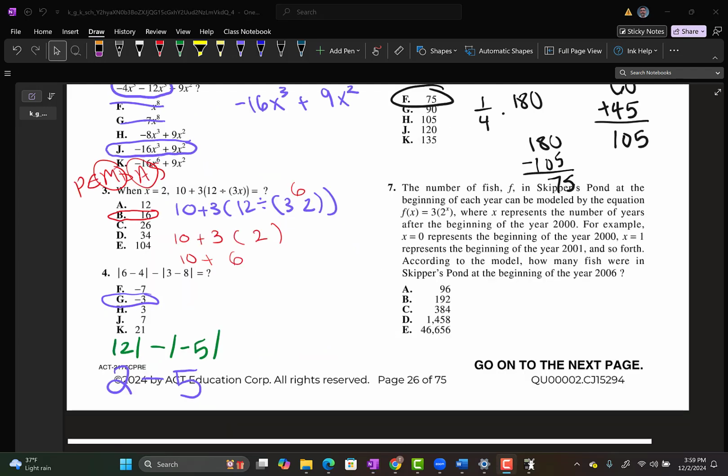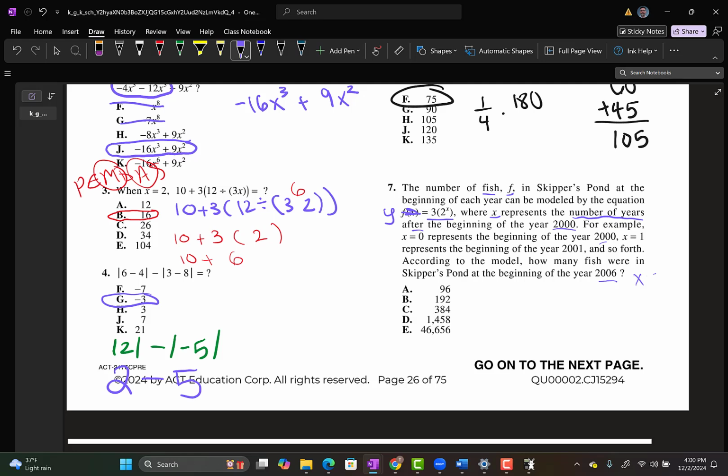Number 7, again, don't be intimidated. It's only question 7. It doesn't mean it's super easy, but it also doesn't mean it's impossible. The number of fish F in Skipper's Pond at the beginning of each year can be modeled by the equation f of x, remember, same thing as y, equals 3 times 2 raised to the x power, where x represents the number of years after 2000. So for example, x equals 0 represents the beginning of the year 2000. 1 represents the beginning of the year 2001, and so forth. So according to the model, how many fish were in Skipper's Pond at the beginning of the year 2006?